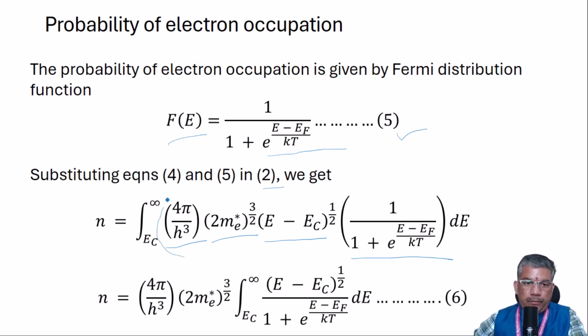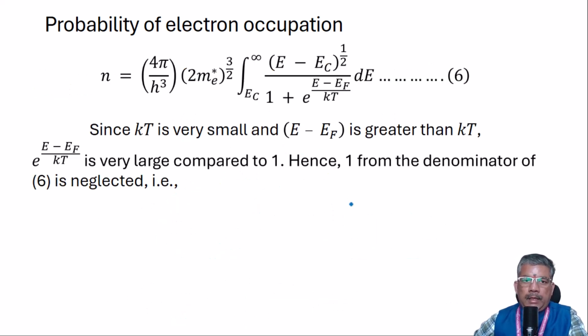Right, so we have substituted equations 4 and 5 in equation number 2, and for further simplification we take 4 by h cube into (2 m E star) whole power 3 by 2 outside of the integral, so that we can write it here. The remaining integral from EC to infinity is (E minus EC) whole power half divided by 1 plus exponential of (E minus EF) by kBT into dE. So again I include (E minus EC) whole power half inside the integral, the only change.